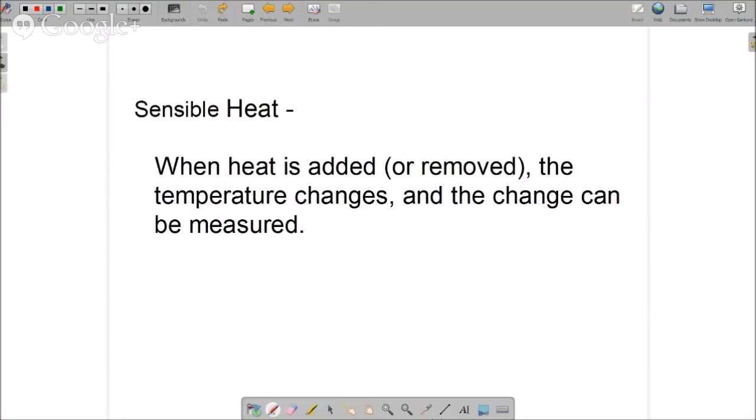Okay, sensible heat. Key term here. Sensible heat is when heat is added or removed from a substance and the temperature changes. That is what's called sensible heat, and you can measure the change in temperature. So if you put an iron rod over a flame and you put a thermometer on that iron rod and that thermometer starts to increase in temperature, we are now absorbing sensible heat. And remember, heat's molecules in motion.